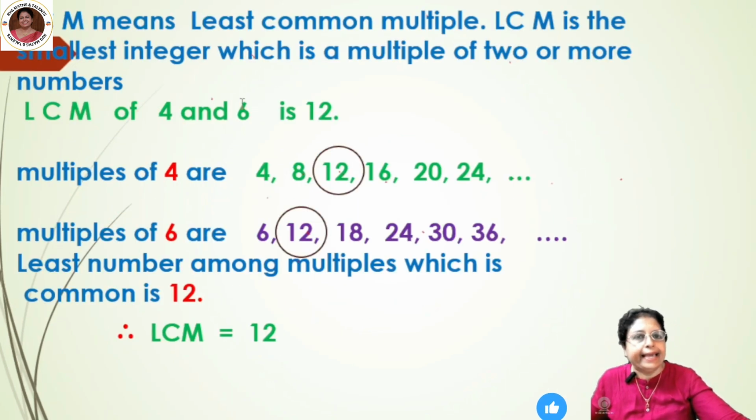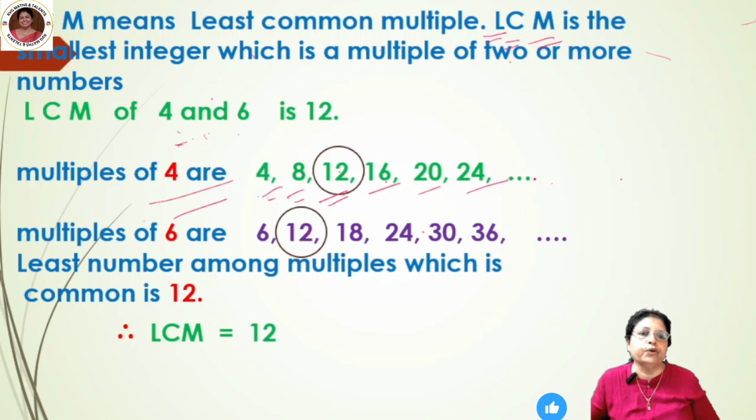The next thing, LCM. What is LCM? L means least common multiple. That is LCM. LCM means least common multiple. And already we have seen what is LCM. Let us just revise it. We want to find out LCM of 4 and 6. See, multiples of 4 are 4. We are finding the multiples of 4. 4 is a multiple, 8 is another one, 12 is another one, 16, 20, 24, it goes like this.